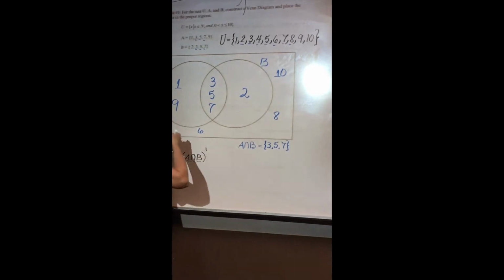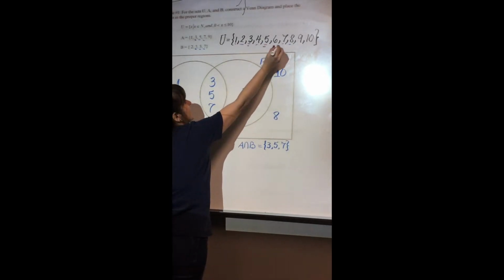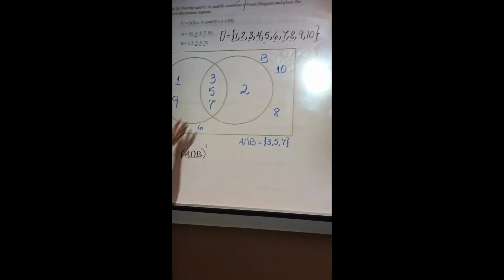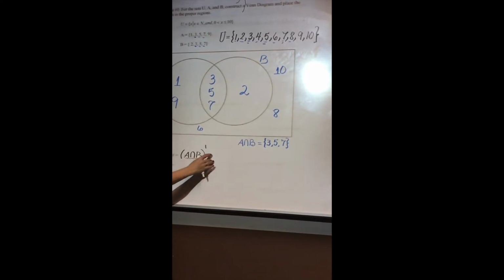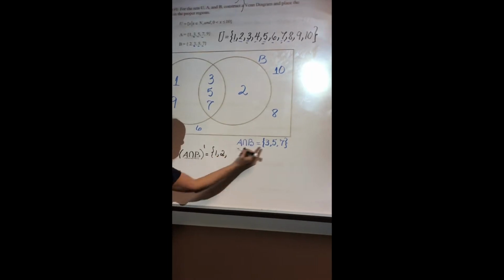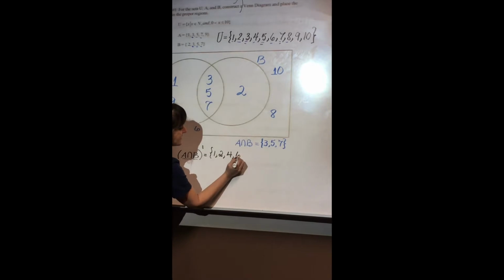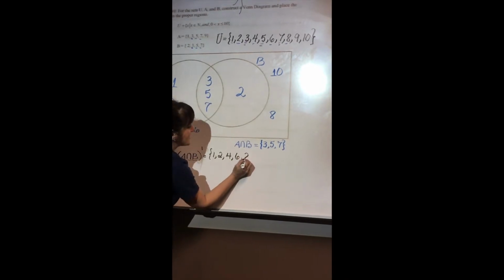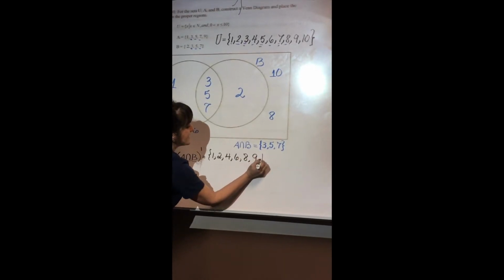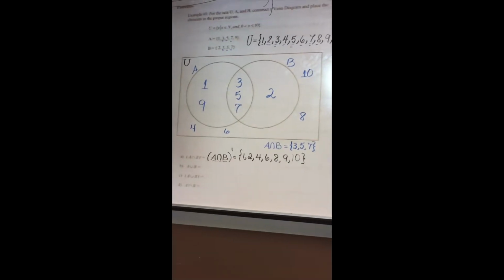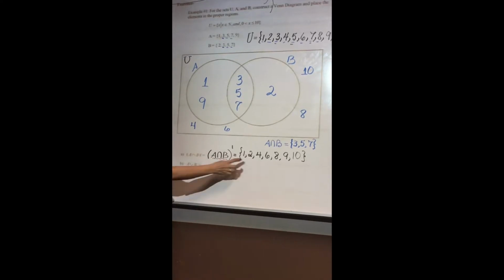So we know 3, 5, and 7 are in the A intersection B. So we're gonna put in here all the others that are not those. So that would be 1, 2, not 3, 4, not 5, 6, not 7, 8, 9, and 10. And that's it. That's what we were asked to do, and that's what we did.